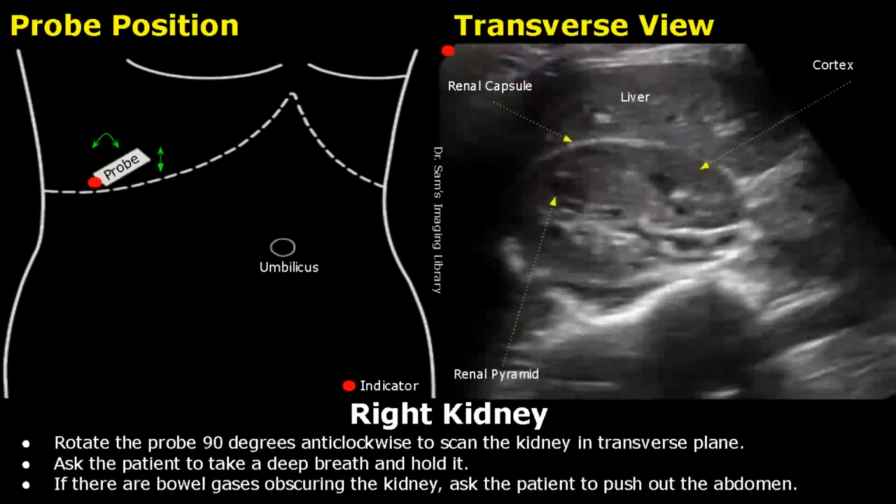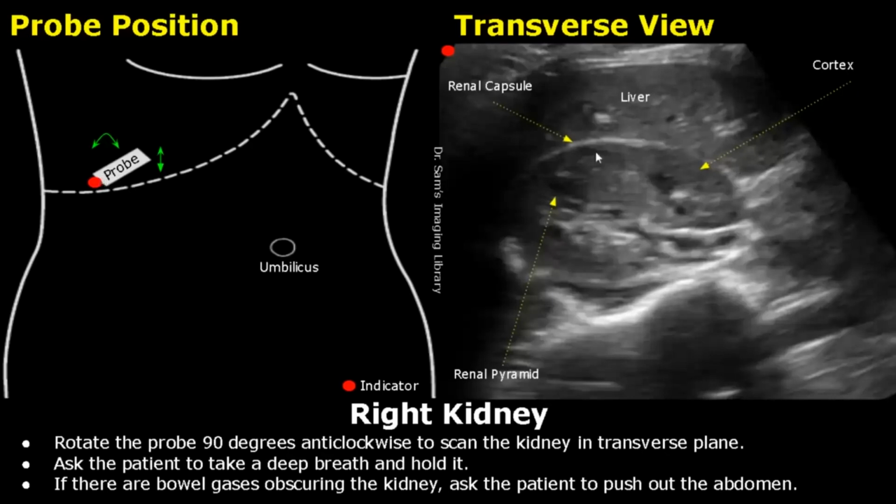To scan the right kidney in transverse view, rotate the probe 90 degrees anti-clockwise in the same location as shown in this diagram. The probe is still slightly in oblique orientation. Then ask the patient to take a deep breath and hold it. This will be the image formed.